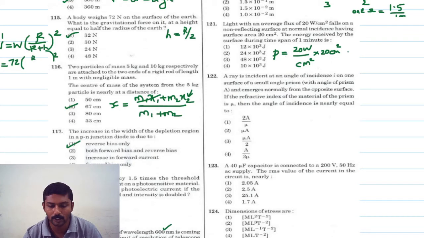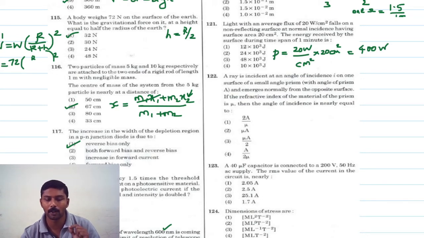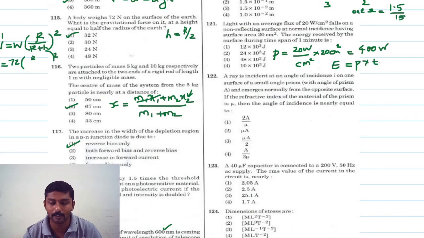When you multiply this together, you will get 400 watts. The power is given. Now the energy received on the surface during a time span of 1 minute. What is the energy equation? Energy is equal to power multiplied by time. Time you have to convert into seconds, 60 seconds. Power is given, 400. Time is 60. Just multiply those together. You will get an answer of 24 into 10 to the power 3 joule. The second option is the right answer.